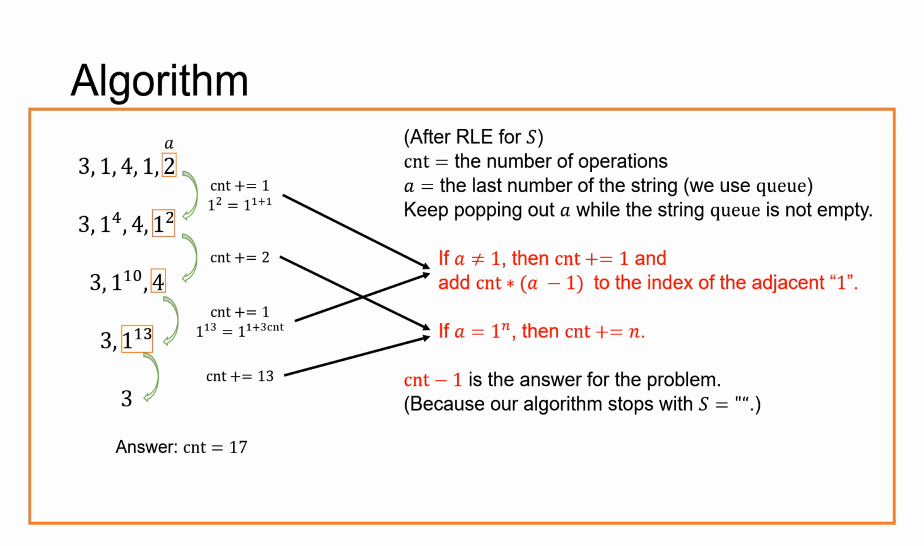On the other hand, if a is 1, the run of 1 to the nth vanishes after n operations. Here, we add n to count. Finally, when the algorithm concludes, the answer to the problem is count minus 1. This adjustment is necessary since the string operation terminates when the length is 1, but our algorithm continues until the length is 0. This concludes the algorithm.